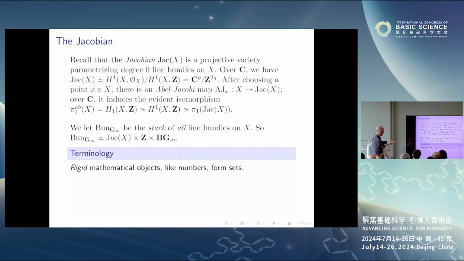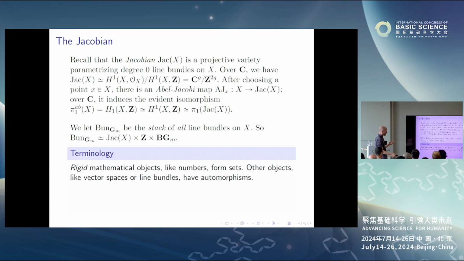So first of all, what's a stack? In the very beginning of our mathematical life, we talk about things like numbers, which are extremely rigid objects. And if you have a bunch of numbers like 1, 2, and 3, they form a set. There are some other mathematical objects like vector spaces or line bundles that have automorphisms. And in this case, it's not convenient to talk about them as organized into sets.